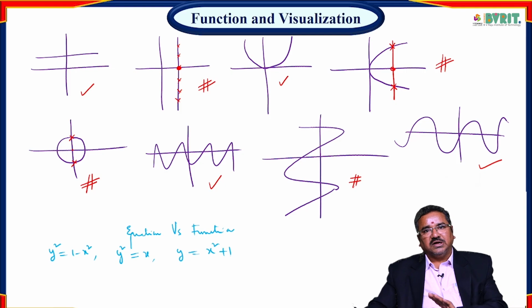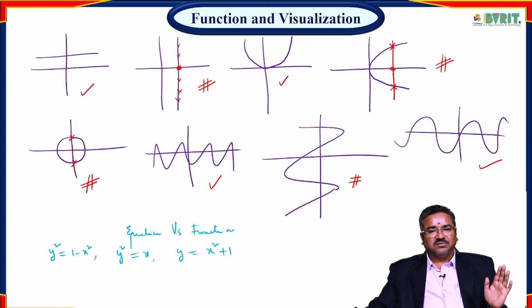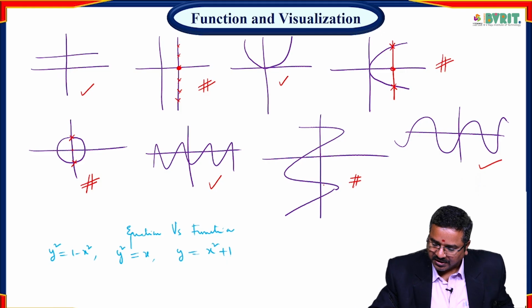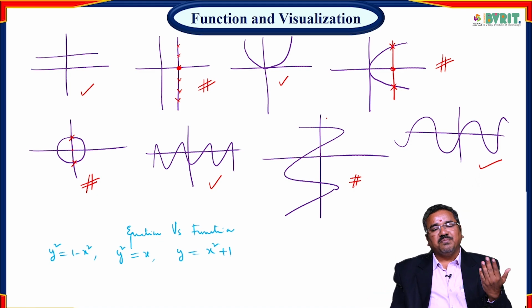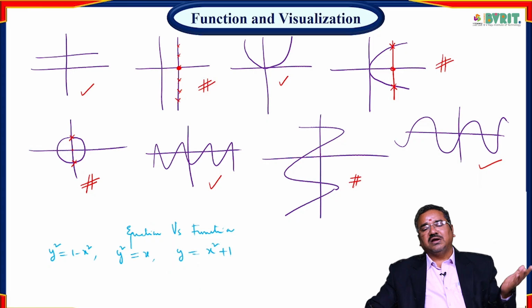Any curve that intersects the y-axis more than once is not a function. Look at this curve. Here it intersects more than once, therefore it is not a function. That is the failed uniqueness. So if you remember this, whatever diagram you draw, we can easily tell whether the graph is a function or not. This graph is not, therefore it is not a function.